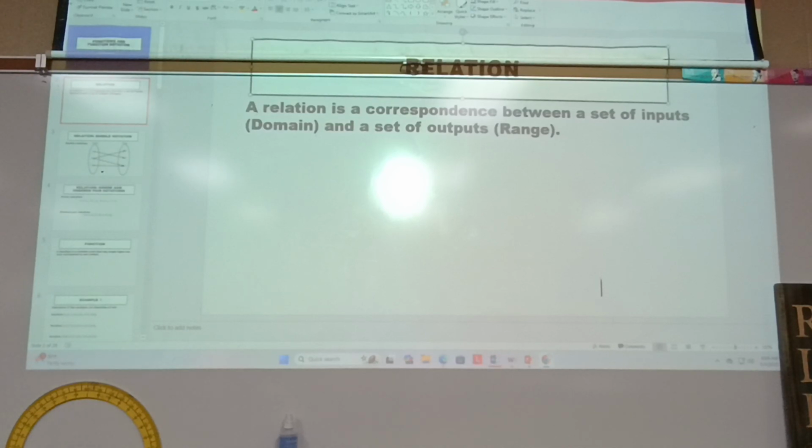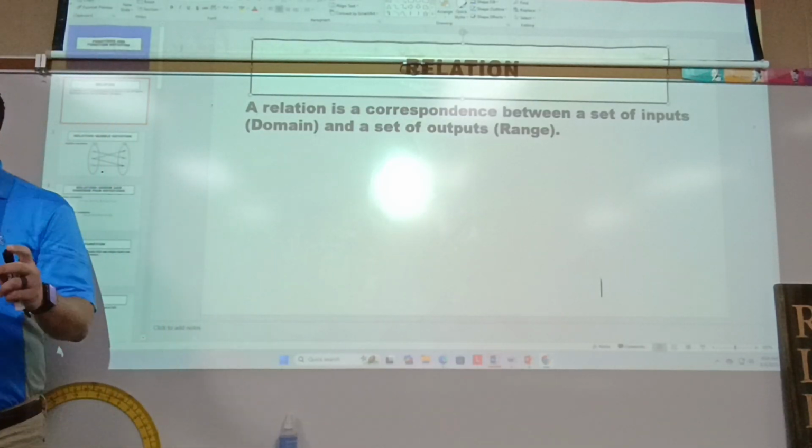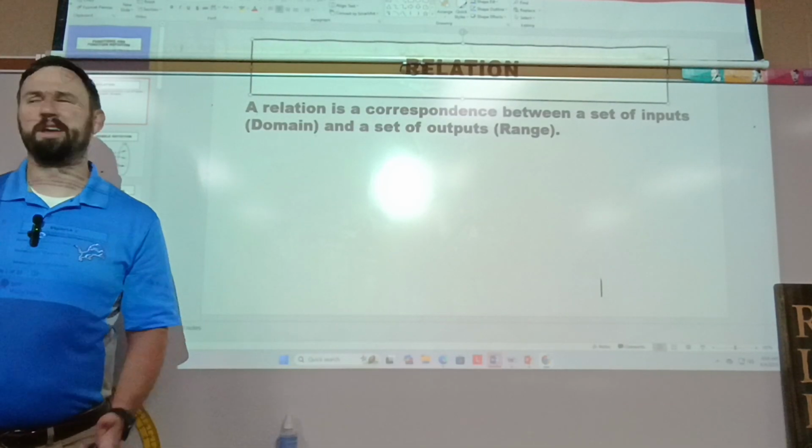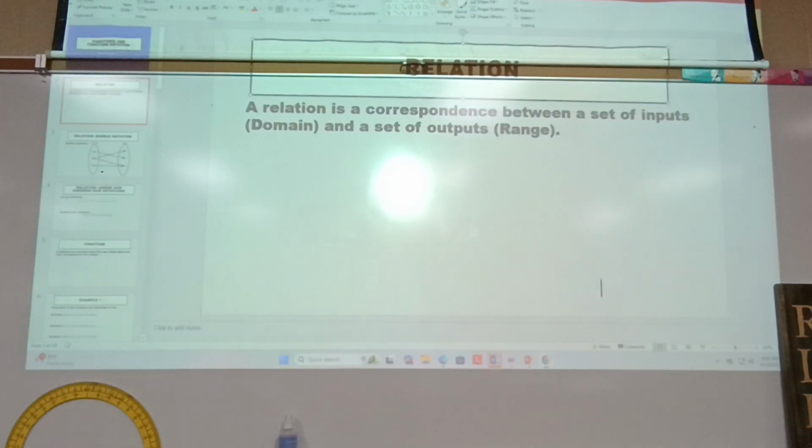We are going to do something, there's going to be way less math in this section. It's more of a vocab day today in some respects. It's more of what makes a function, what makes a relation a relation.